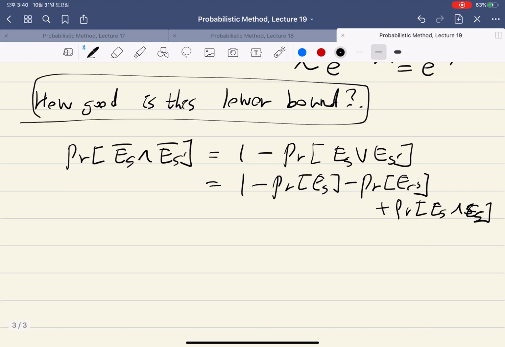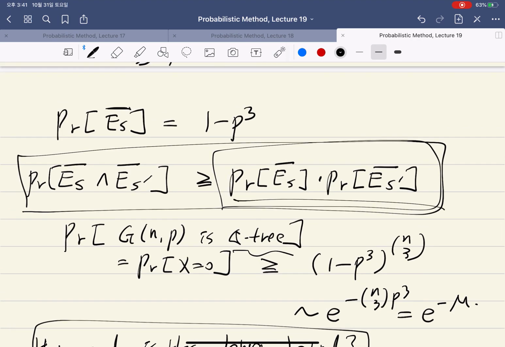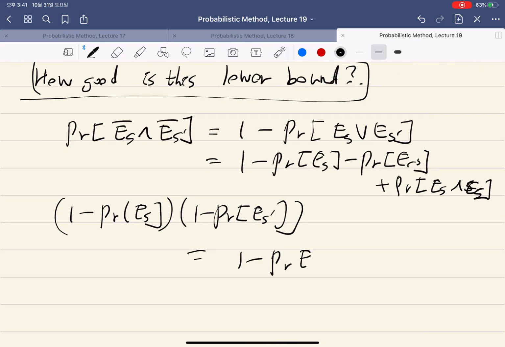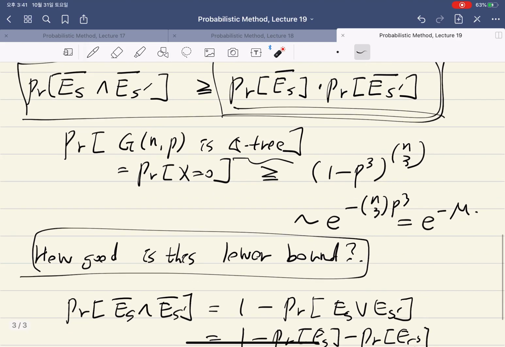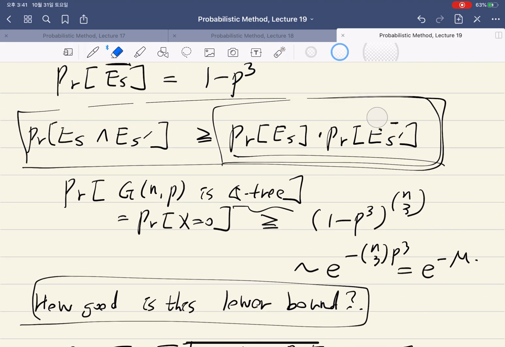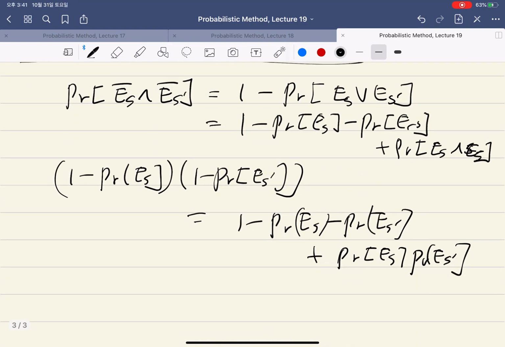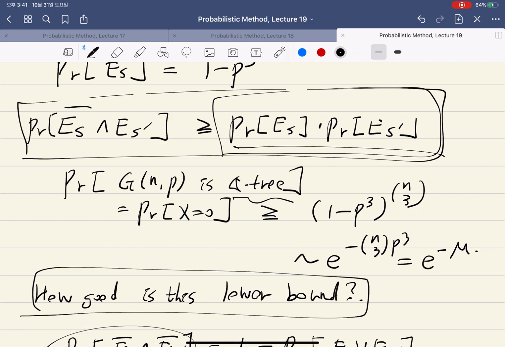both of them happen. So this part, you want to compare this with 1 minus probability of ES and 1 minus probability of ES prime. So this is the right hand part. This is again 1 minus probability of ES minus probability of ES prime plus probability of ES and probability of ES prime. So if we know this inequality, then it follows that we can also compute these two, and this inequality holds. So we have this.